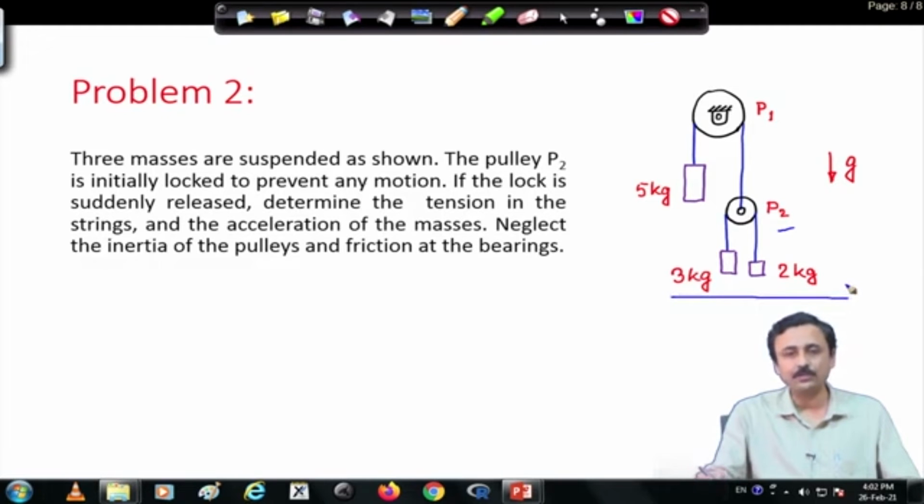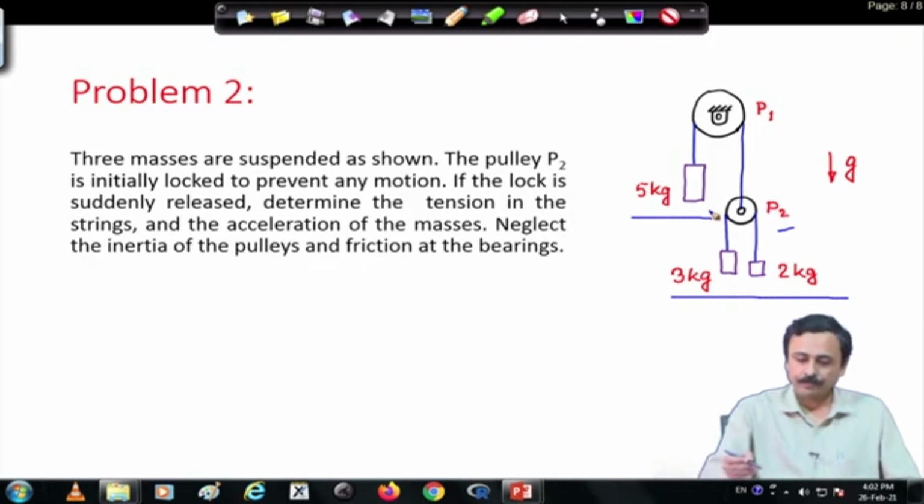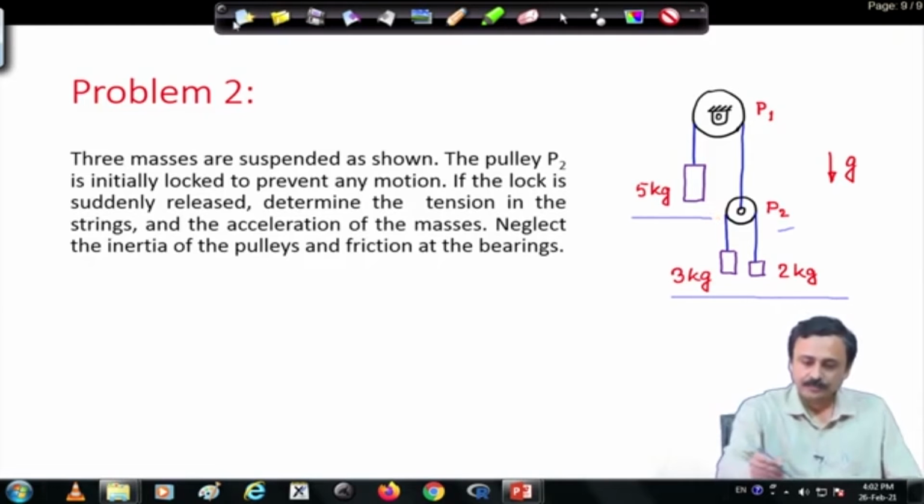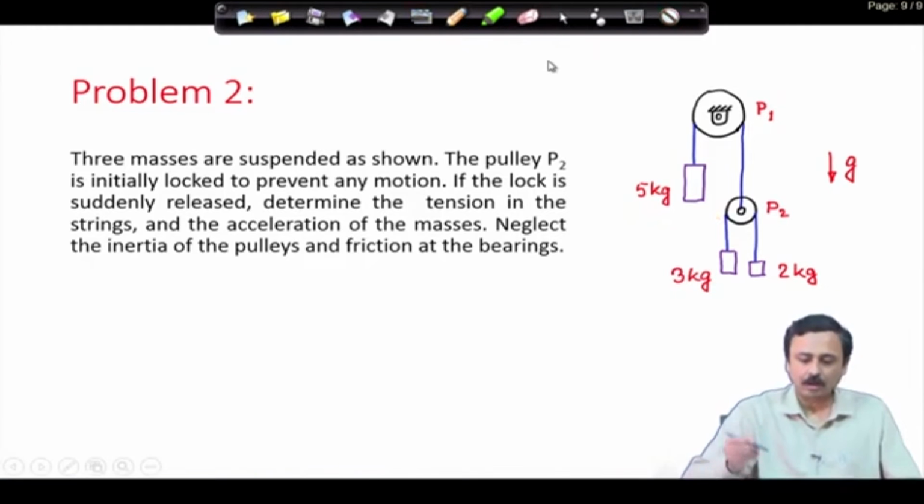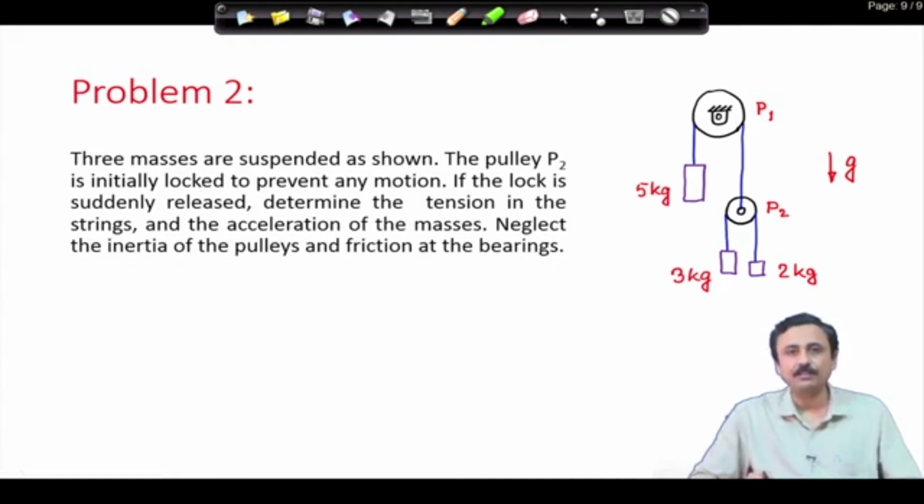You can check that it will be in static equilibrium if P2 is locked, because here you have total mass as 5 kg, so total weight will be 5 times g. Here you have 5 kg, total weight will be 5 times g. Therefore, this will be in static equilibrium. Now, the question is, if I suddenly open that lock, if it is suddenly released, determine the tension in the strings and the acceleration of the masses. Neglect the inertia of the pulleys and friction at the bearings. Therefore, the pulleys are massless and bearings are frictionless.